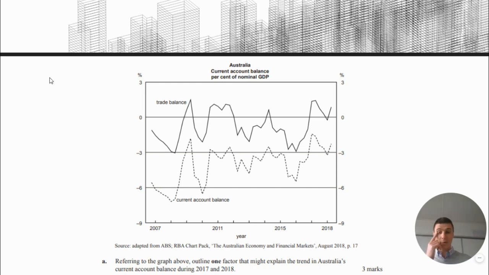Here's a past exam question, which ties a couple of these concepts in that I've just been talking about. It says, referring to the graph above, outline one factor that might explain the trend in Australia's current account balance. First things first, the trend is not that clear, so I think you could go either way. You could say the trend's going up, the current account balance is improving as a percentage of GDP, or it's deteriorating, or getting worse, as a percentage of GDP.